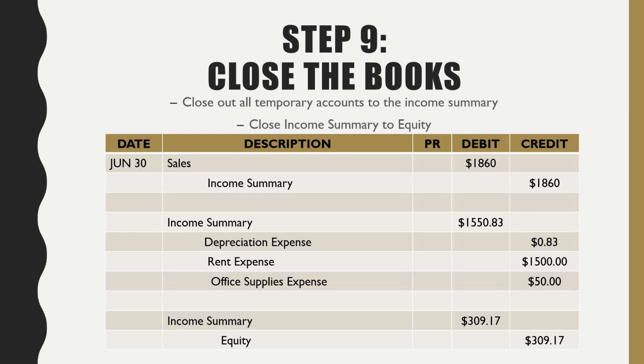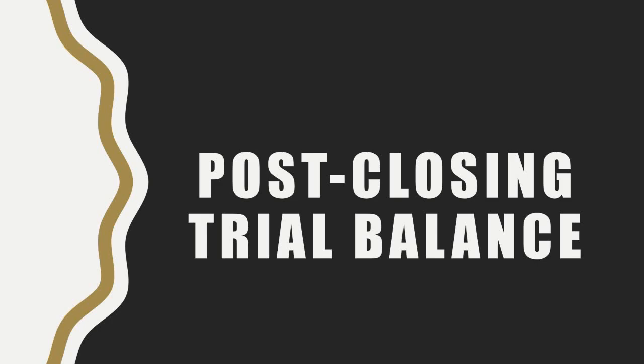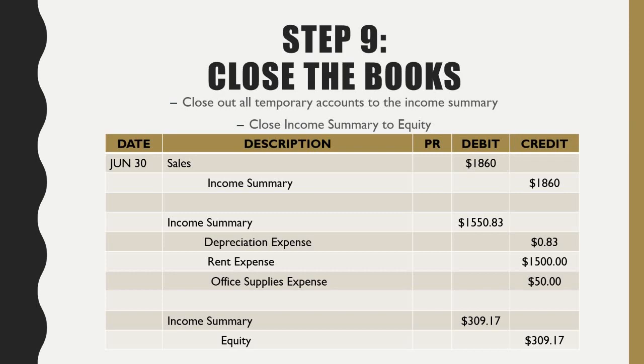Once we do that, that's where we actually start closing our books. For this example, we're going to close out all of our sales into the income summary. So I debited all my sales and credited them into the income summary. Then I'm going to debit my income summary and credit all of my expenses that occurred in that given period. And once you've done that, you're going to create a balance in your income summary.